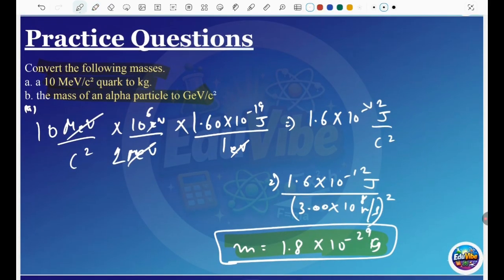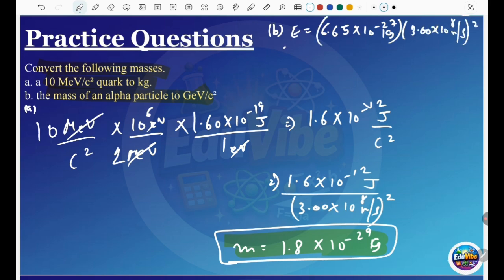Done. And for the next one, the B part, you have the mass of an alpha particle to GeV/c². First we have to find the energy. What is the mass of the alpha particle? You have 6.65 × 10^-27 kgs multiplied by 3.00 × 10^8 meters per second, squared. When you find it out, you get about 5.985 × 10^-10 joules.